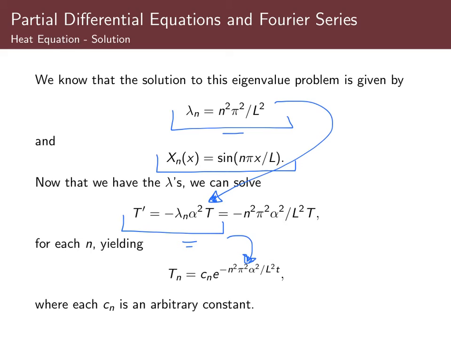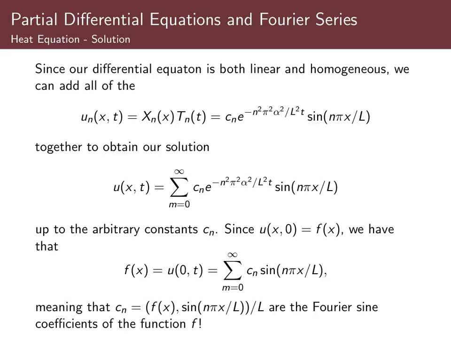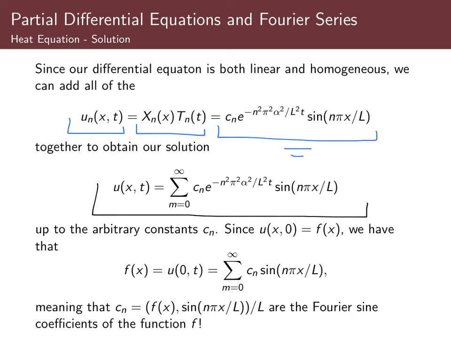Okay, we still haven't resolved the initial condition, so each one of those T n's has an arbitrary constant with it. Because our partial differential equation is both linear and homogeneous, we can superimpose all the solutions together. So we can add all these u n's, which is the product of X n and T n, which is the product of these exponential and sine functions, to obtain this infinite series of exponentials times sines as our solution.